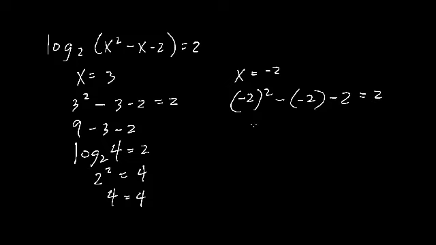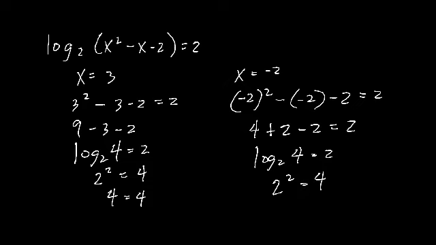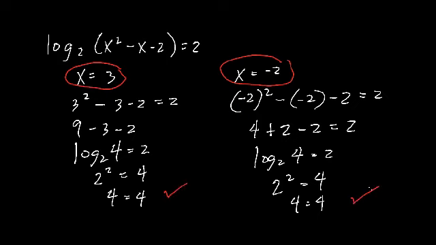So, we have negative 2 to the second power minus negative 2 minus 2. So, negative 2 times negative 2, we have 4. Negative times negative, we have positive. And then 4 plus 2, 6 minus 2, 4. Ibabalik ko lang uli yung log. So, we have log base 2 of 4 is equal to 2. So, we have here 2 squared is equal to 4. So, 4 is equal to 4. So, that will be our checking. So, the answer will be equal.